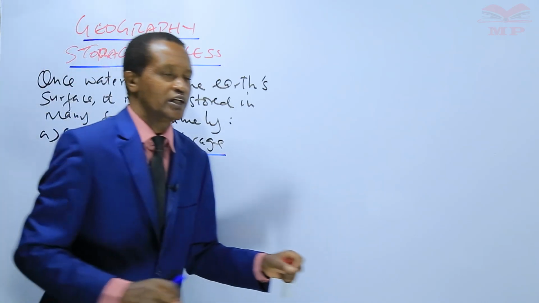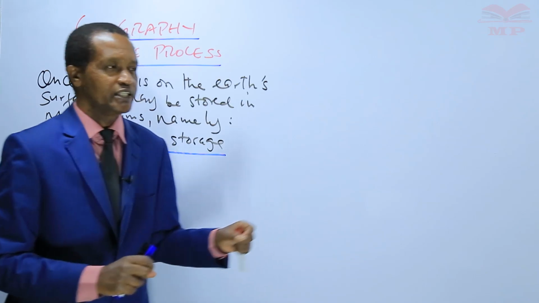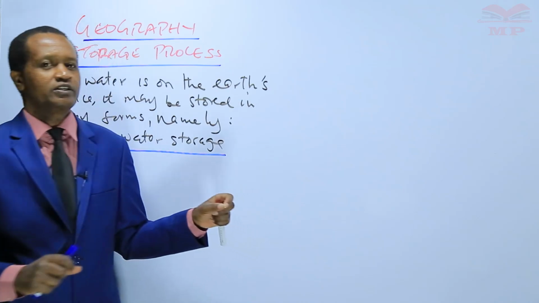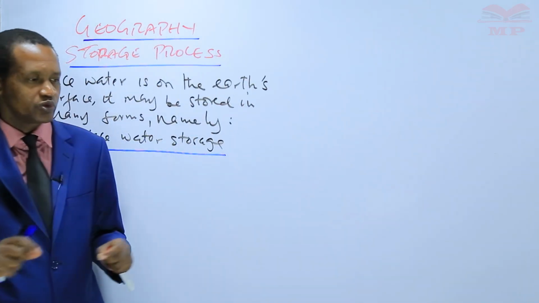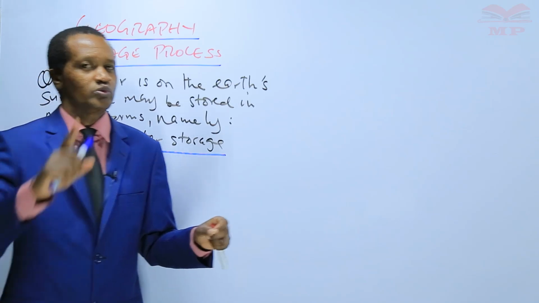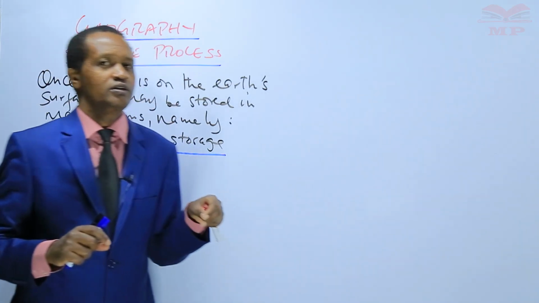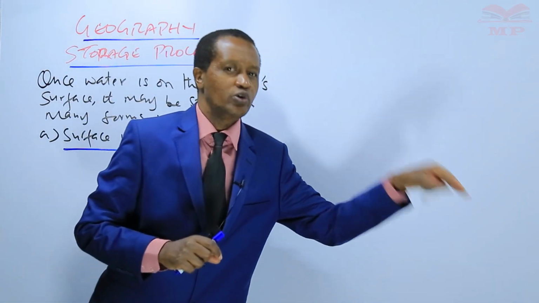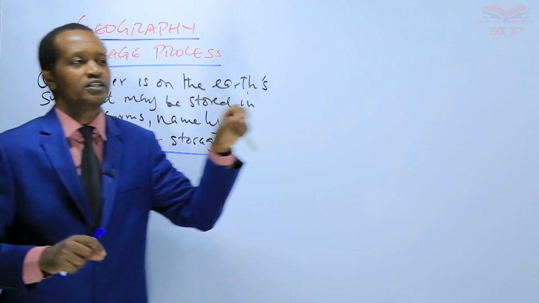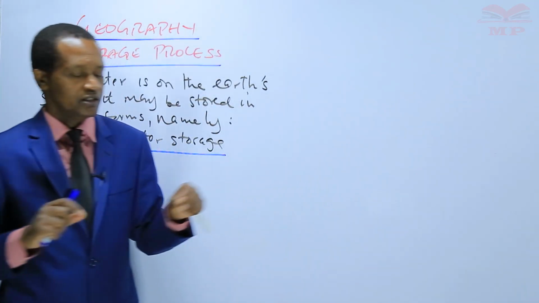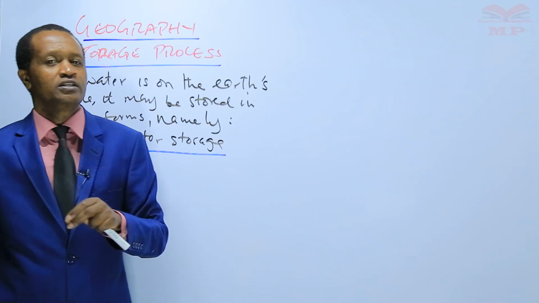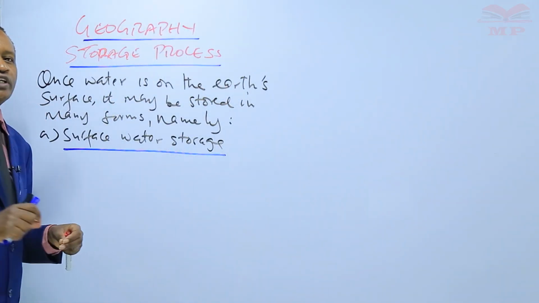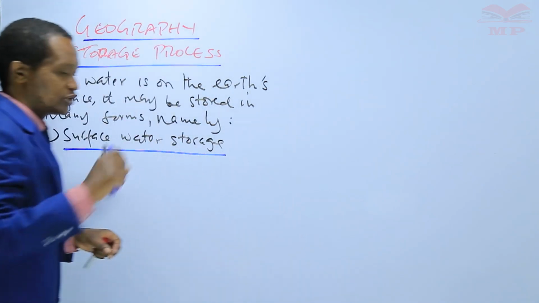Okay? Now, once the water is in the river, that water flows into the rivers. And after it gets into the rivers, that water flows through the process of gravitation. It flows down into the lakes and also into the oceans and swamps. Most rivers find their way into lakes, into oceans, and into swamps. So that is surface water storage.